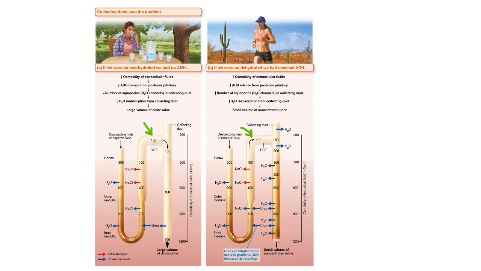Once the filtrate moves from the distal convoluted tubule into the collecting duct, it is then called urine. This hypoosmotic urine then can be concentrated as the urine goes down through the collecting duct.